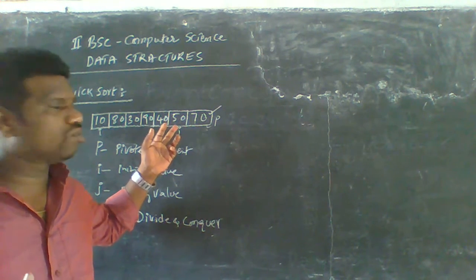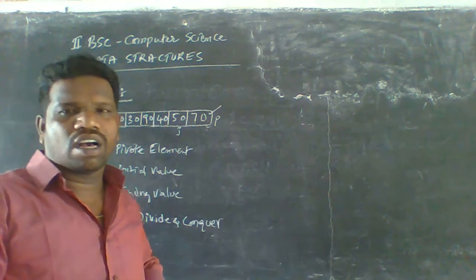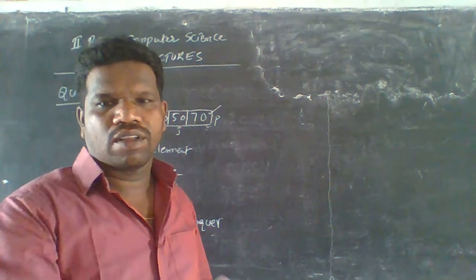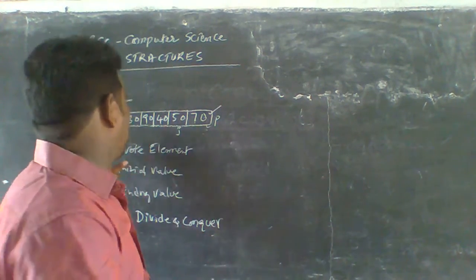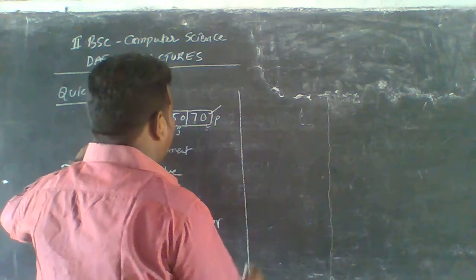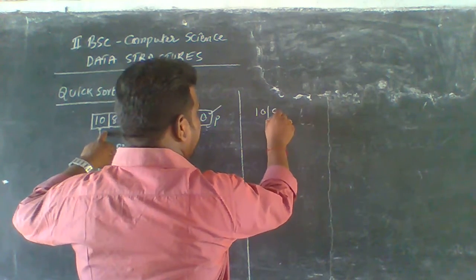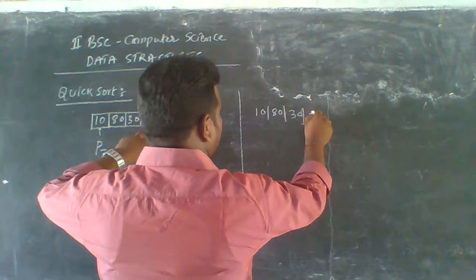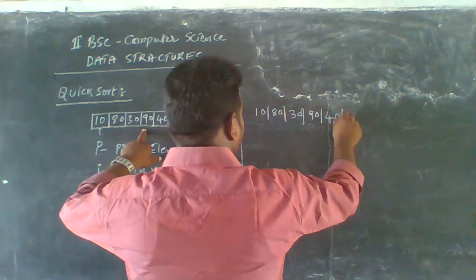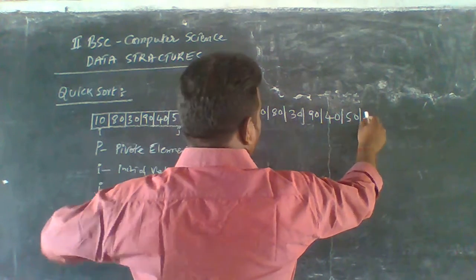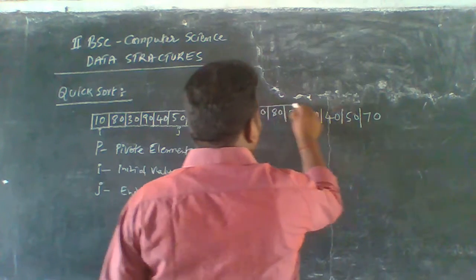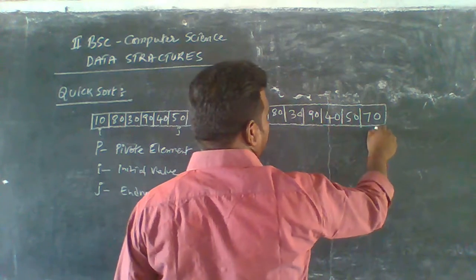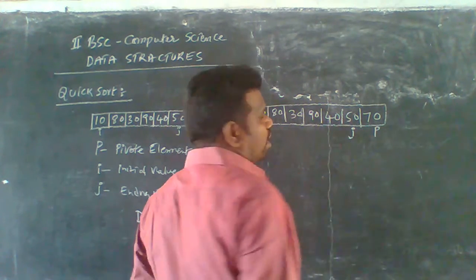So let us start with this sorting technique, which we call quicksort. The list is 10, 80, 30, 90, 40, 50, 70. The process starts from here: this is the I value, this is the P value, and this is the J value.